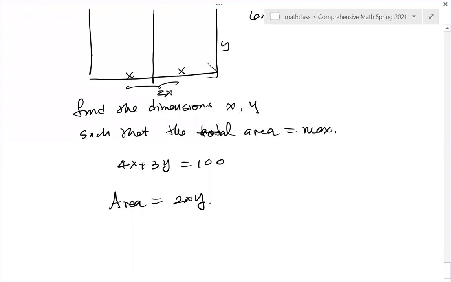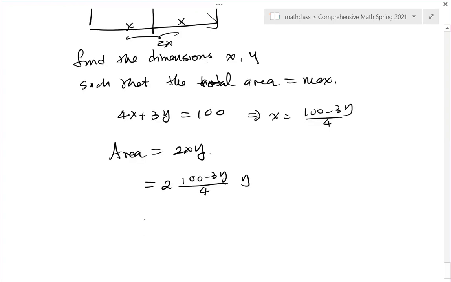Of course, x and y are not arbitrary. So what I'm going to do is either solve for x or solve for y. It's not a big deal. I can solve for y. From here, I can solve for x. X is (100 minus 3y) divided by 4. So I'm going to put it here, 2. So I get 1/2 times (100 minus 3y).